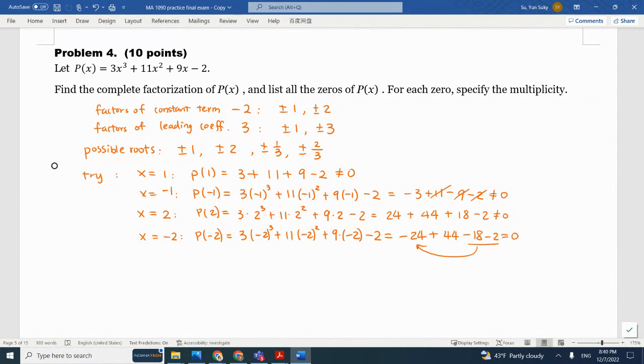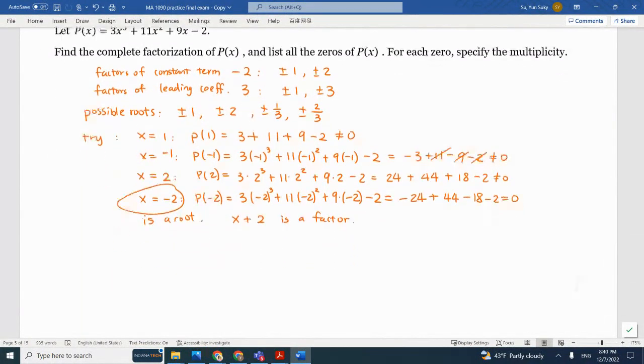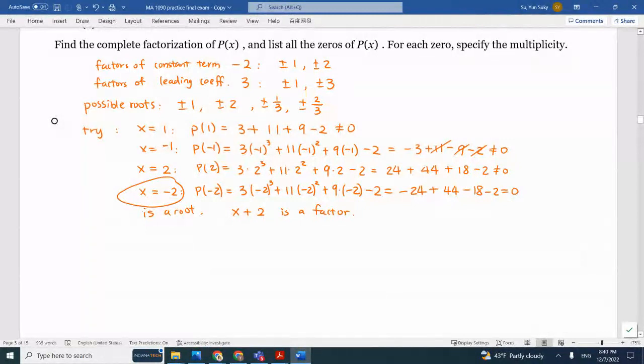Good. Because, see, if the integer does not work, we're going to plug in fractions. We really don't want to deal with fractions. So thankfully, we find the root x equals -2. So this is a root. That means x plus 2 is a factor. For degree 3 polynomial, you just need to find one root using the rational roots theorem. And then we can do long division or synthetic division.